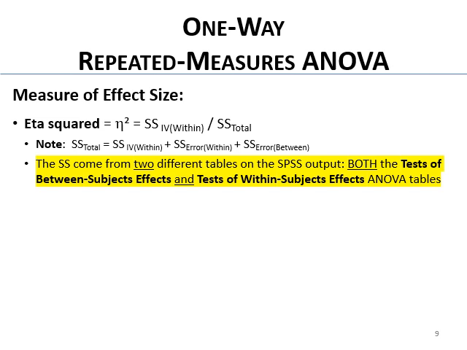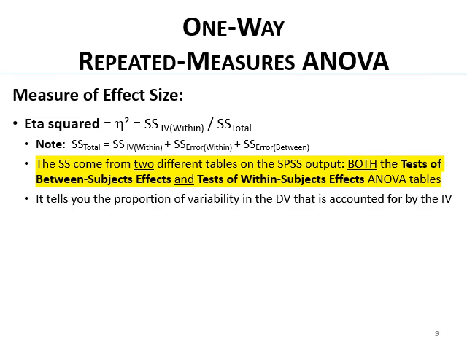These 2 sum of squares errors come from different tables. There's a within table and a between table. So you have to dig around until you get the right 3 things, which I'll show you on a later slide. Again, it just tells you the proportion of variability in the DV accounted for by the IV.